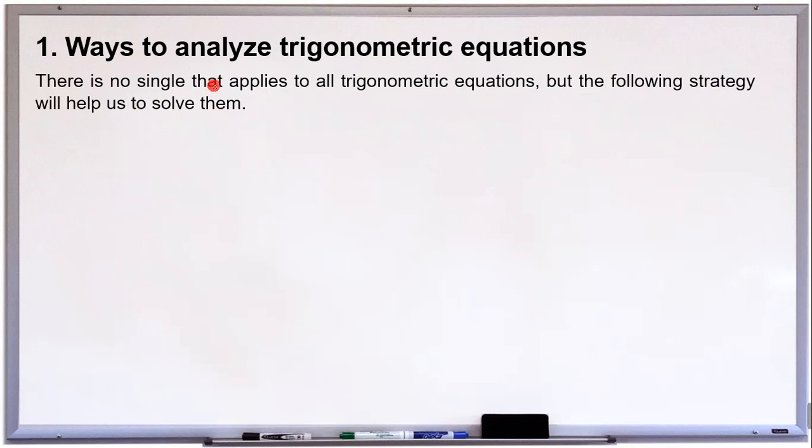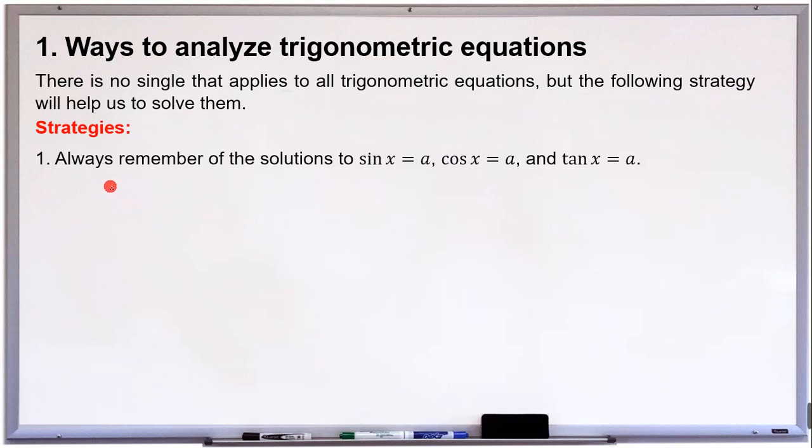There is no single rule that applies to all trigonometric equations, but the following strategies will help us solve them. These are the strategies that I recommend to you. First, always remember the solutions to the simpler trigonometric equations: sine x equals a, cosine x equals a, and tangent x equals a. You can solve directly for x by taking the inverse. So for the first, x equals arc sine of a. Then for the second, x equals arc cosine of a. And for the last, x equals the arc tangent of a.